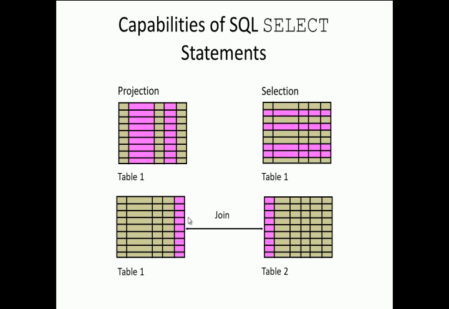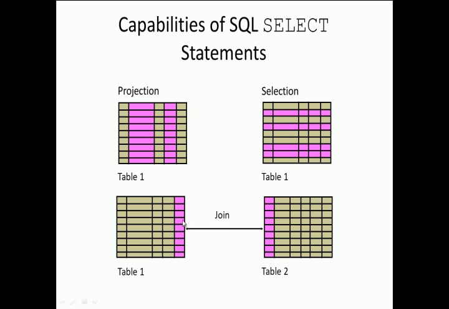So the current slide describes the capability of the SQL select statement. For example, what does projection mean? Projection means when we select particular columns from a particular table. So this is called projection. Selection means when we select specific rows. When we specify conditions in an SQL statement, it will select the specific rows. So this is called selection.